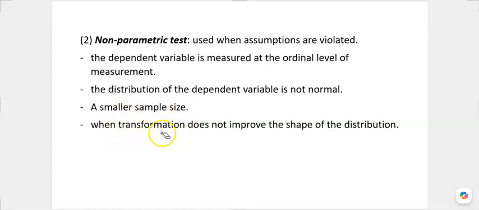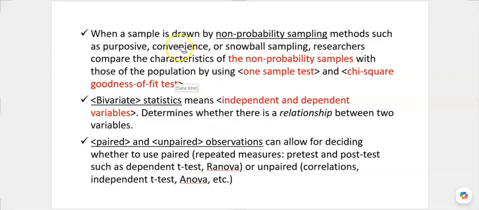And then transformation means that when we obtain data that is not normally distributed, we can transform the data to make it meet the assumption. Even though the transformation is conducted, if that doesn't improve the shape of the distribution to normal, then we will proceed with the non-parametric test. And when a sample is drawn by non-probability sampling, which I was referring to before, we should do the one sample test or the chi-square goodness of fit test.